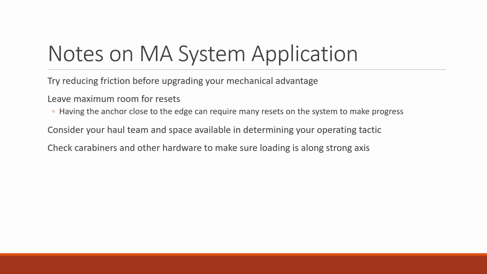Notes on system application and how we make them work. First and foremost, start by reducing friction before you try and upgrade the mechanical advantage. Obviously, if you have limited people and you have to build a bigger system, so be it. But try and reduce how things are rubbing against each other before you get crazy and think you have to piggyback the system or do something nuts.